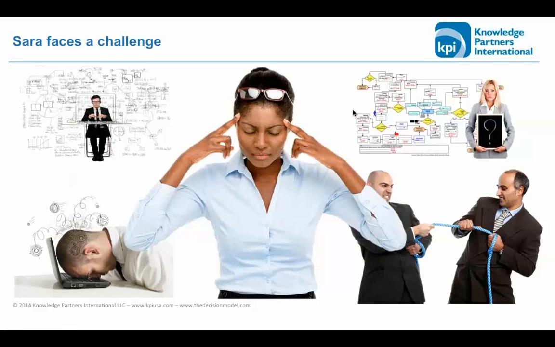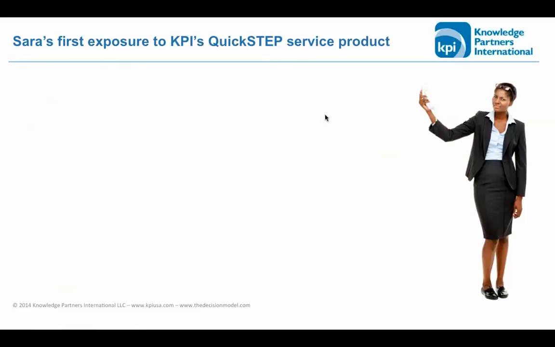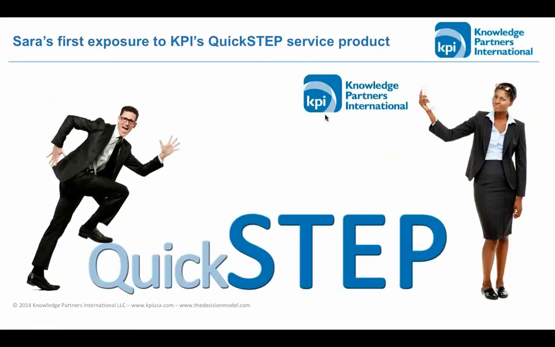This is the context in which she inherited the project and was made in charge of this initiative, and this is where she finds herself. The main thing here being it's just 11 months and a few days for the project to be completed. Sarah had some previous experience in the industry, and she had heard about KPI, and that's when she calls KPI, and KPI comes to the table with what we call the QuickSTEP, and that's what we want to share with you all: the QuickSTEP approach which we have.